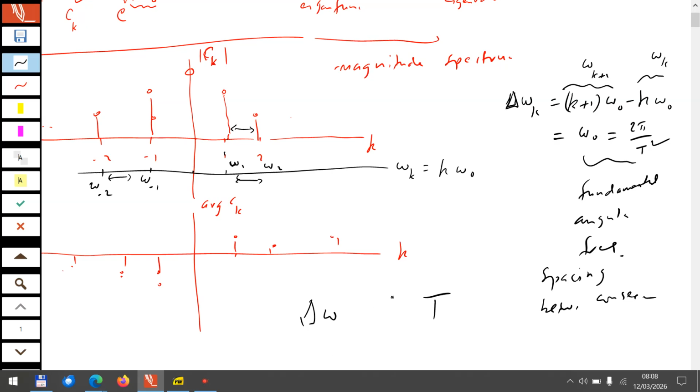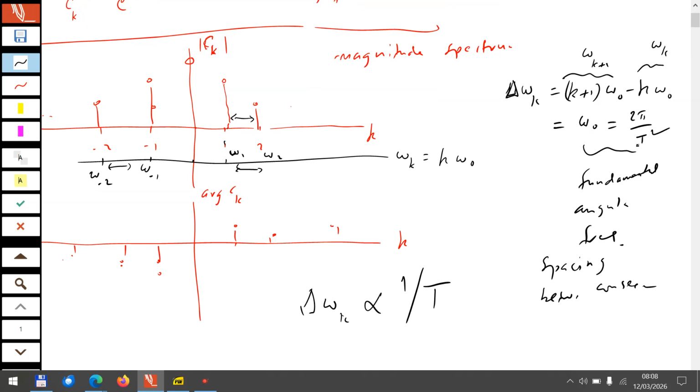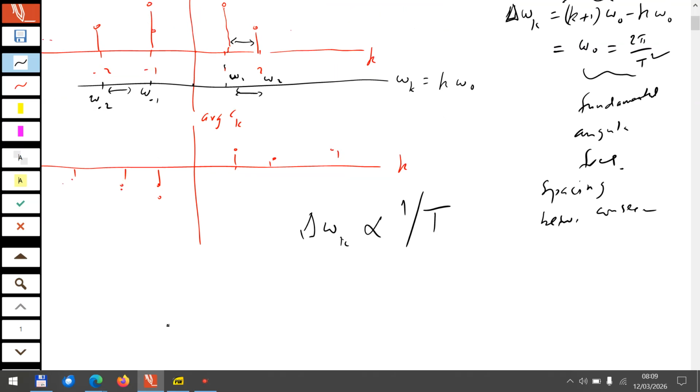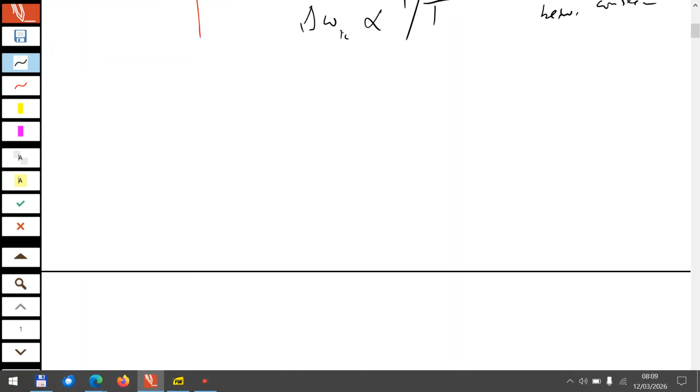What relationship do we have? Of course, you can say delta omega is 2 pi by T, but they are inversely proportional, right? Can we say that they are inversely proportional? Yeah, because this is 1 over T. So if I have two functions and one function has a larger period, right? So let's break it down now.